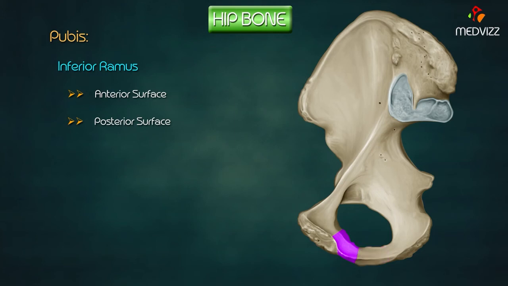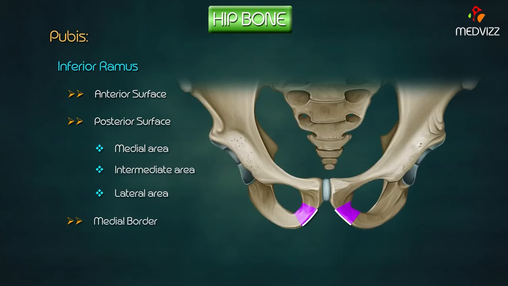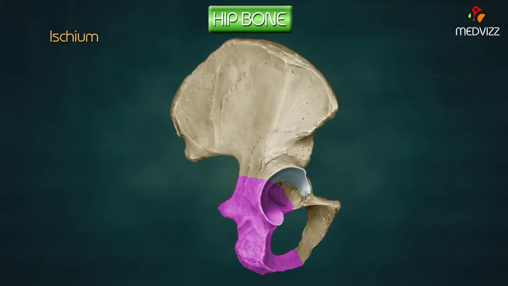It is divided into three areas by two blunt ridges: the medial area, intermediate area, and the lateral area. Medial border is more prominent in males. Lateral border forms the medial boundary of the obturator foramen and gives attachment of the obturator membrane. Ischium. It forms the posterior and lower part of the hip bone. It makes up about posterior 2/5 of the acetabulum.